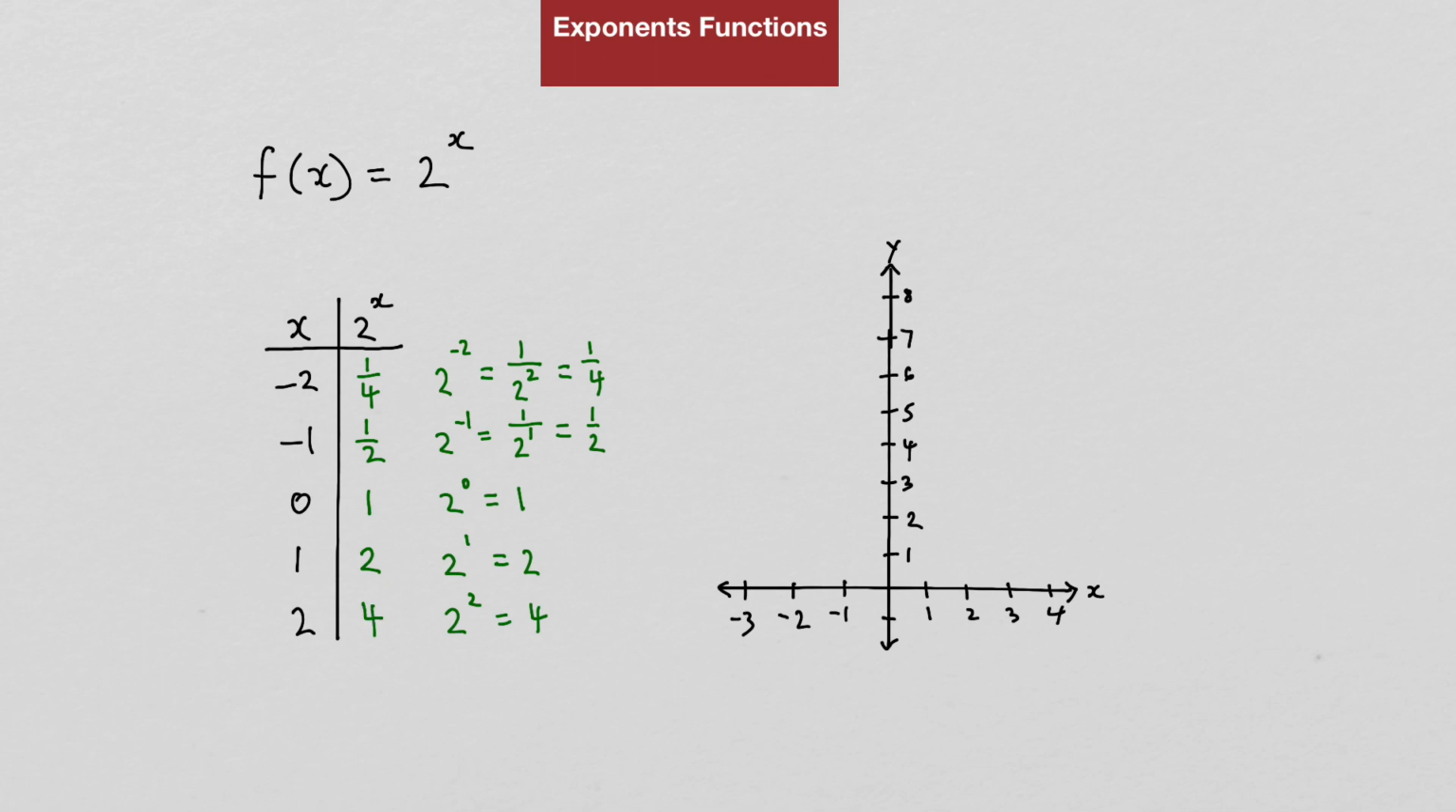Okay, so now that we have all of our data points listed in the table, we will now plot these. Okay, so this is my x value, this is my y value. So we're going to plot -2, 1/4. And that will be right about here on the graph. Okay, so I just plot it right here. And then the next point, -1, 1/2, will go right about here. So we'll go ahead and plot a point there.